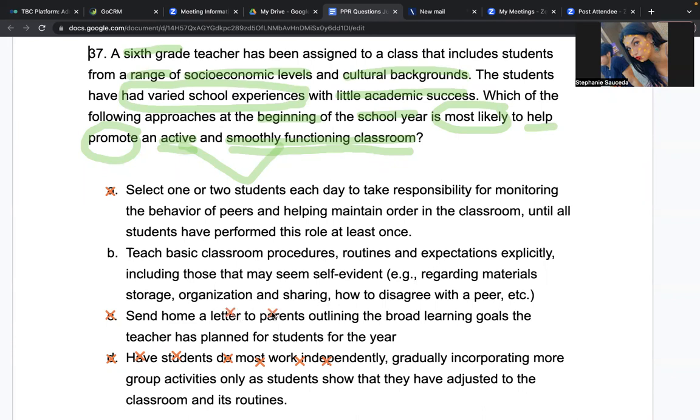A letter to the parents will not do that. Teaching the students classroom procedures so that they can function. Look at the question: procedures help students function in the classroom. They ask in the answer choice, or in the question, about a functioning classroom. Basic classroom procedures help students function.